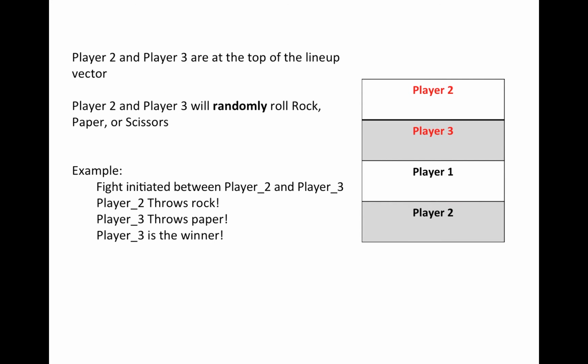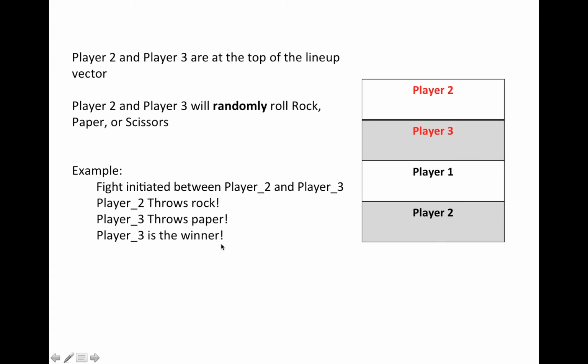So player 2 and player 3 are at the top of the lineup vector. Player 2 and player 3 will randomly roll rock, paper, or scissors. And here's just an example of what your console could print out. It's up to you how you want to do it. You can be creative. The only thing we need to see is that player 2 throws rock, paper, or scissors, and that player 3 throws rock, paper, scissors with results.